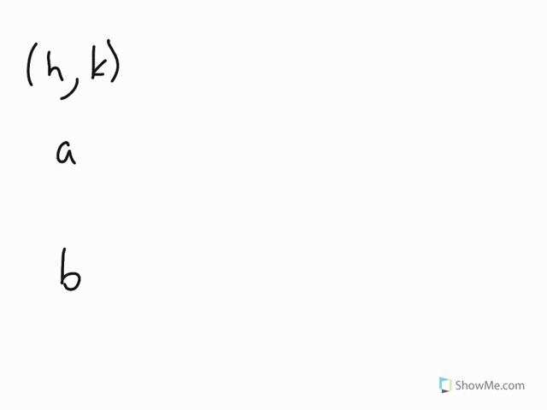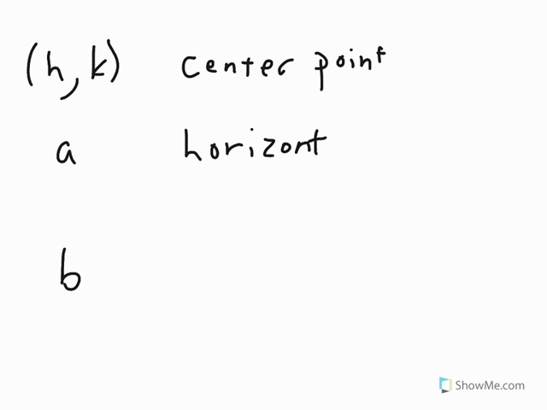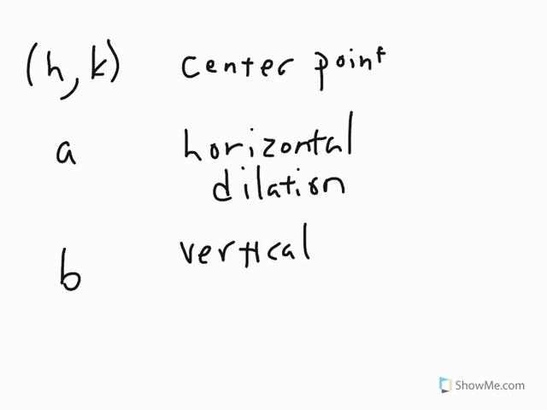A couple of the important things in the equation are the h, the k, the a, and the b. (h, k) as a point will always be the center point of the hyperbola. And although we call it the center point, it's not actually a point on the hyperbola. And then a is what we call the horizontal dilation factor, and b is the vertical dilation. These three things, the center point, horizontal dilation, and vertical dilation, are what we're going to use to graph the hyperbola.